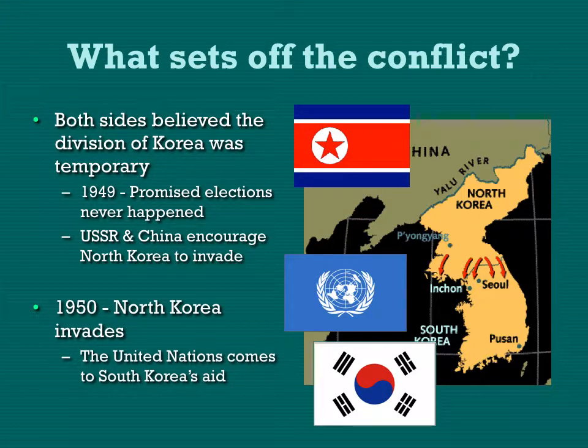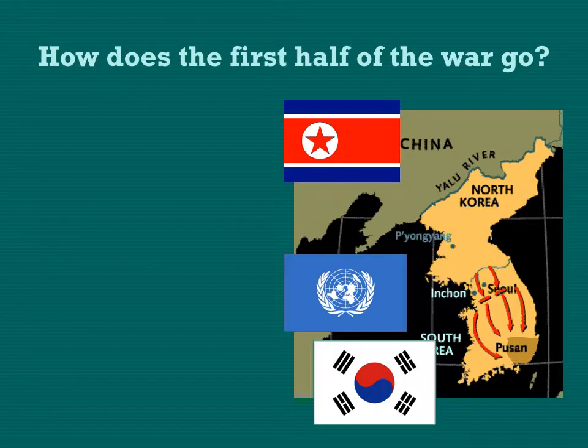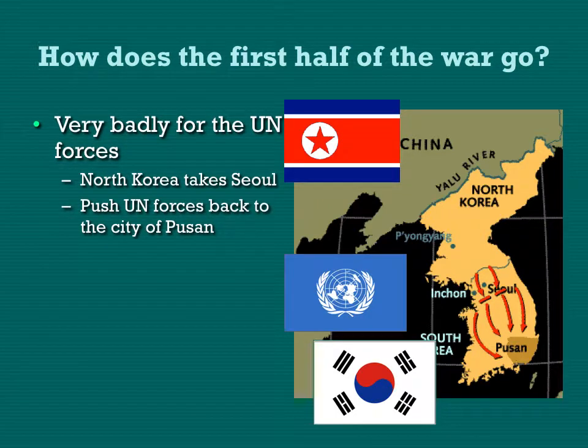The UN jumps in to aid South Korea, and we have an expeditionary force that's led by the US that's going to go there as part of the quote-unquote police action. The first half of the war does not go well. The North Koreans capture Seoul. They win a number of victories. The UN is going to be pushed back to the city of Busan, which is at the southernmost tip of the peninsula. And it really looks like this is the end of democracy on the Korean peninsula.